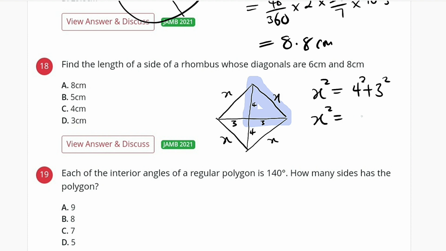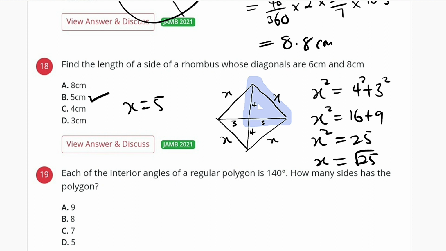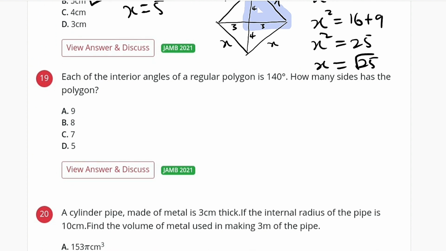x squared is equal to 4 squared, 16, plus 3 squared, 9. x squared is equal to 25, and x is equal to the square root of 25. Finally, x is equal to 5, which is option B. This is how you should be solving problems in JAMB, because you have to be very fast.